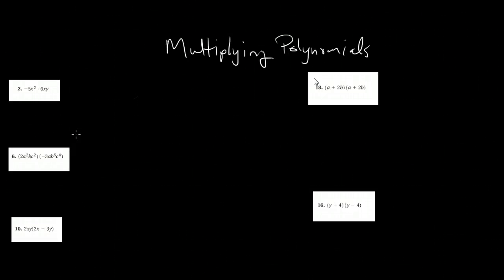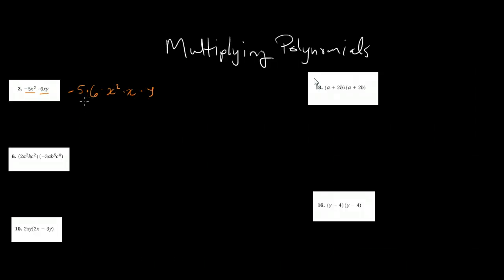In this video, we're going to take a look at multiplying polynomials, and we're going to start doing that by multiplying the simplest of polynomials. We have two monomials that we're multiplying here. So we have negative 5x squared times 6xy. In order to multiply monomials, all we do is multiply the integer parts together, and then multiply the variable parts together, like so.